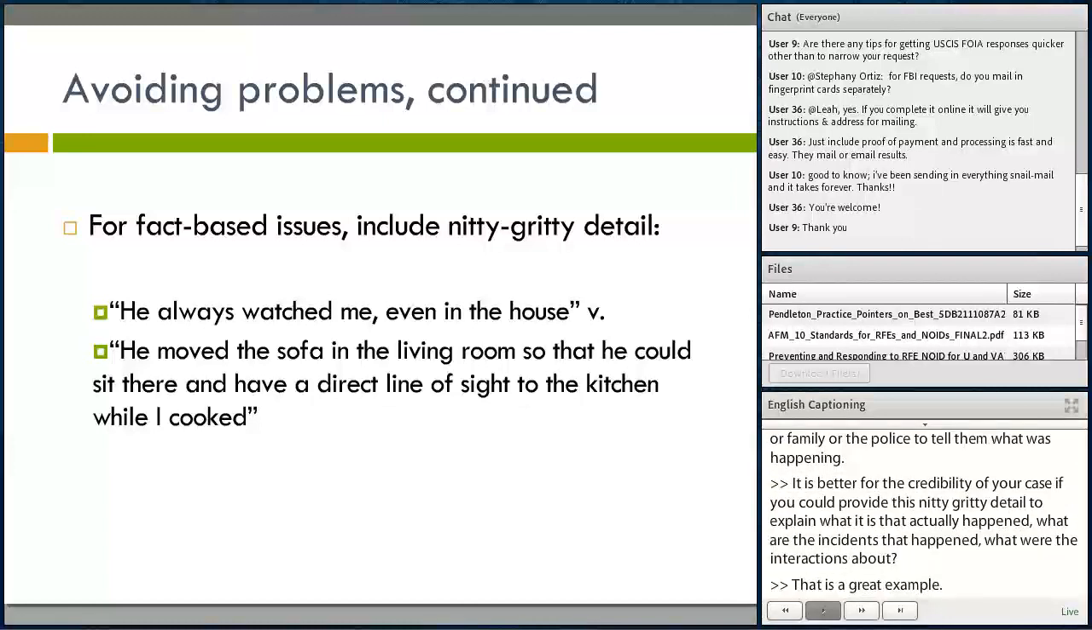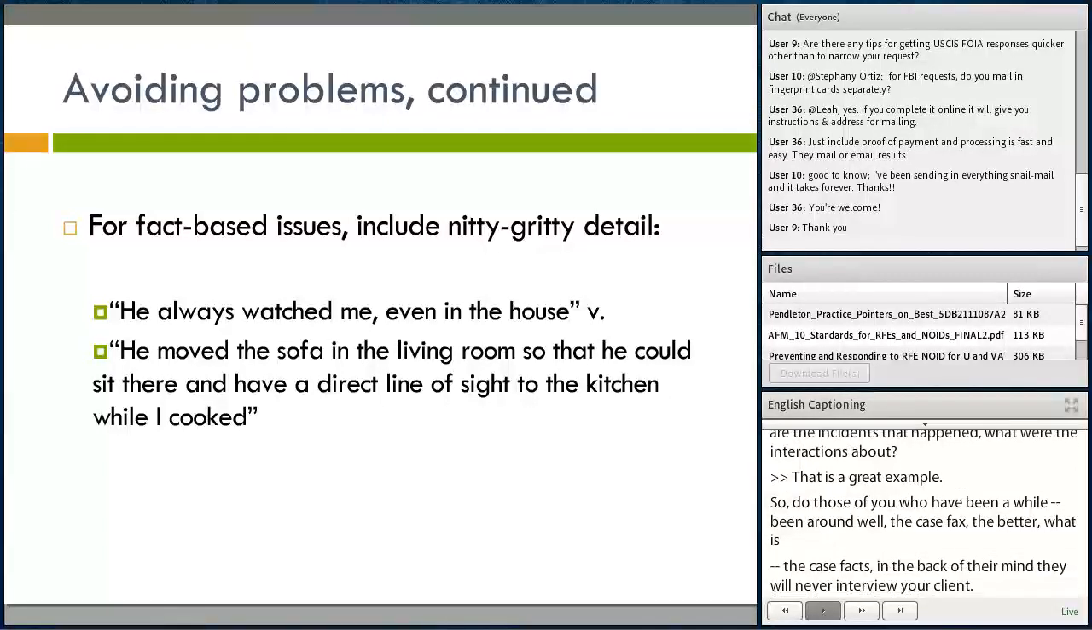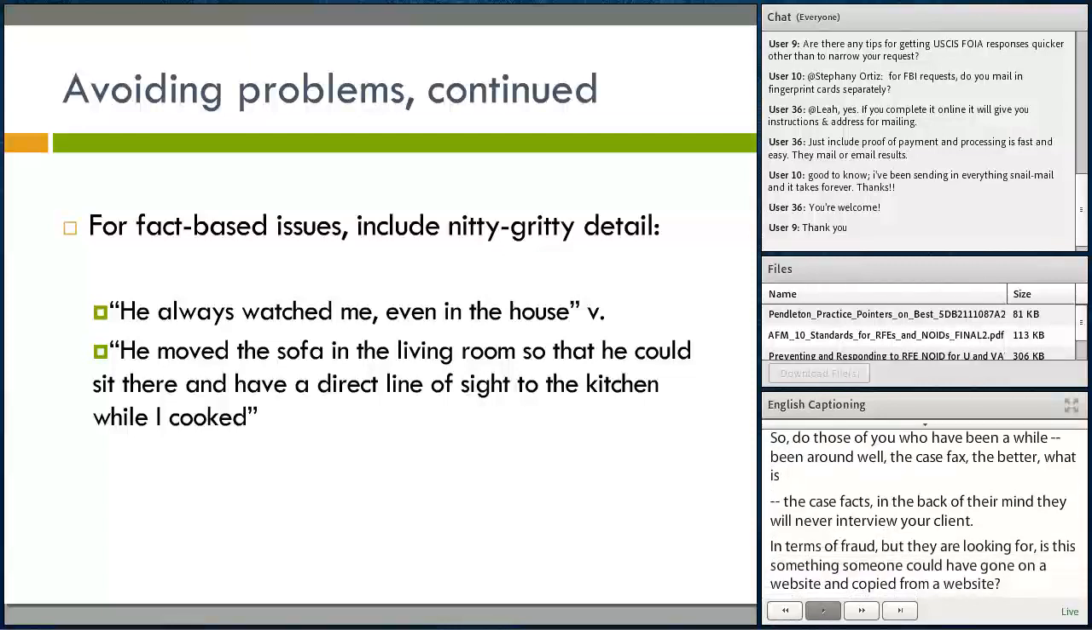For those of you who have been around a while, you know that the more idiosyncratic your facts, the better. Because what's in the back of their mind is they're never going to actually interview your client, except maybe at VAWA adjustment. And in terms of fraud, what they're looking for is, is this something someone could have gone on a website and basically copied from a website? So you know that every survivor's experience is different from every other survivor's because of the specific facts like this.